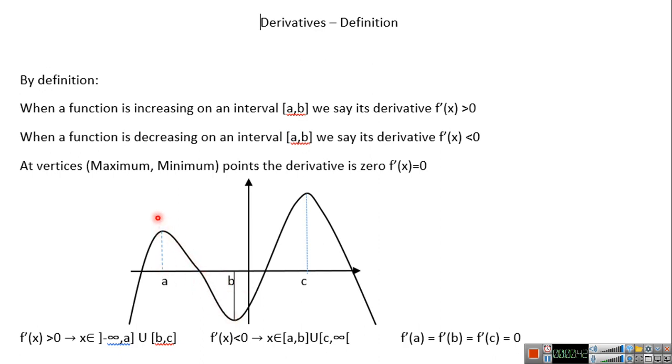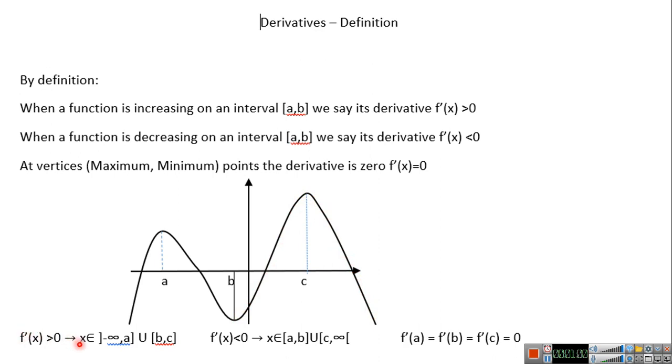Then here it's decreasing from a till b. If you move from a till b, you're going down, so it's decreasing. Here we have at point a a maximum point, then decreasing. Here we have a minimum point, then it's increasing. So when it is decreasing, we mean that the derivative here is negative.